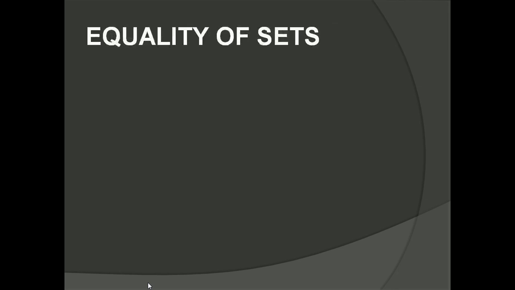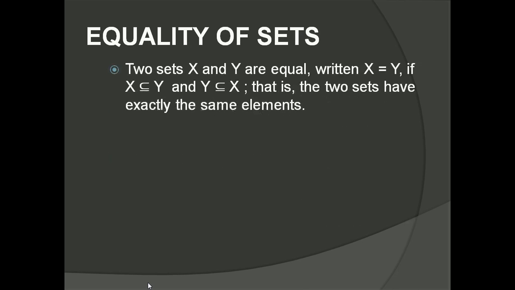Now let's proceed to the equality of sets. Two sets X and Y are equal, written as X = Y, if X is a subset of Y and Y is a subset of X. That is, two sets have exactly the same elements.